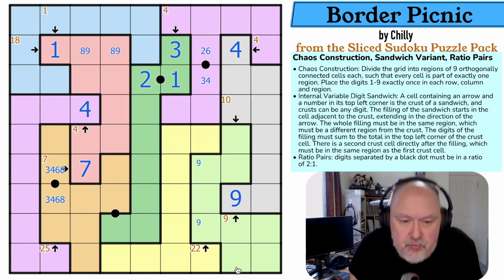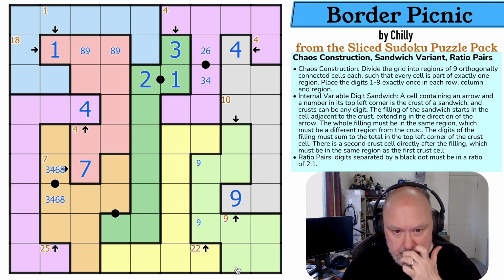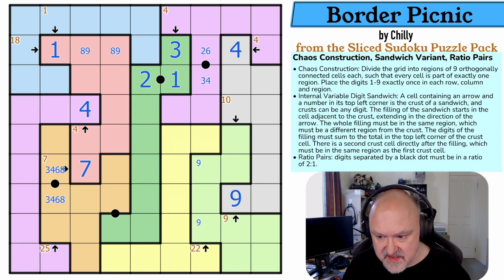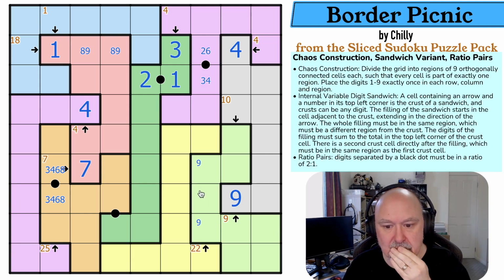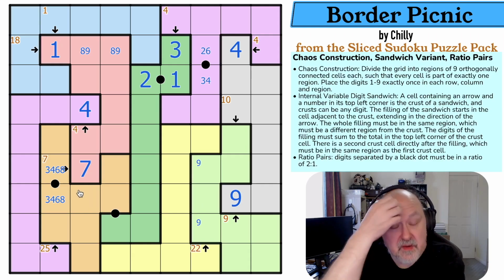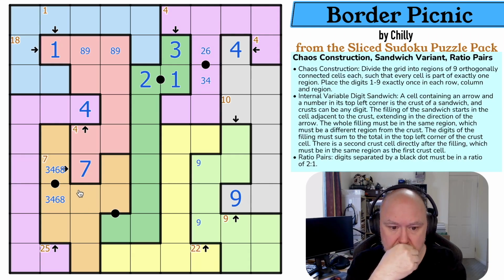Now, do I get rid of the colors at this point? I'm very tempted. I am incredibly tempted. Okay, how am I going to make this work?